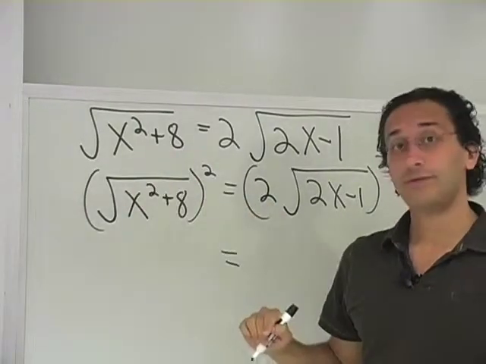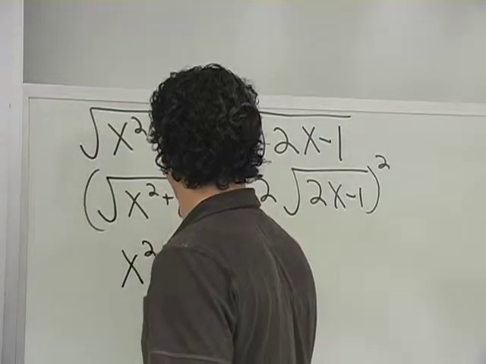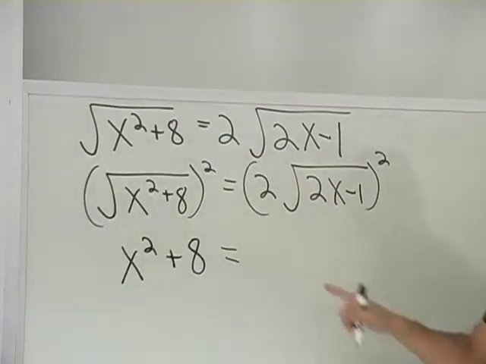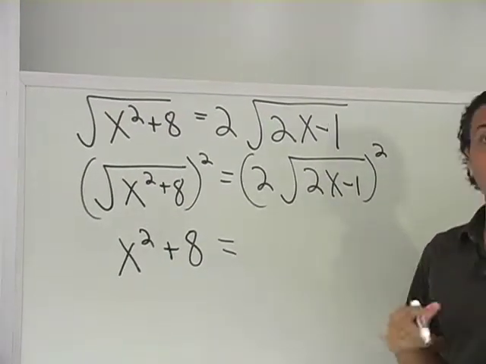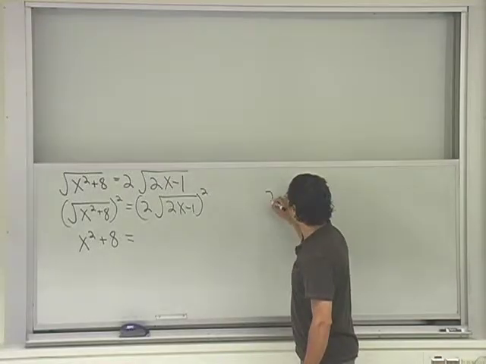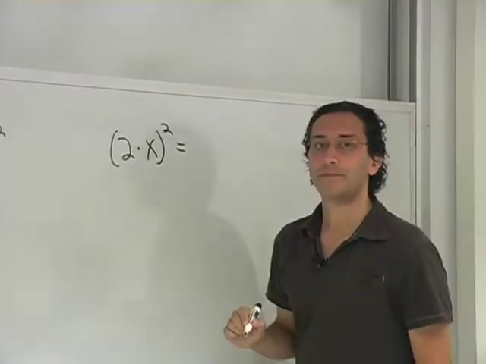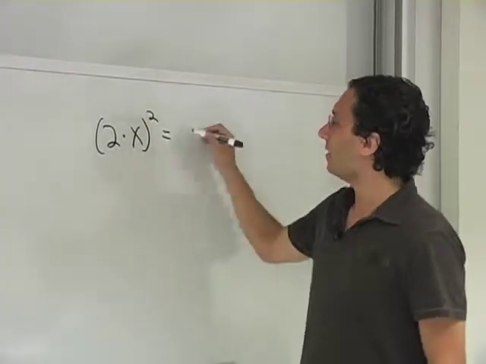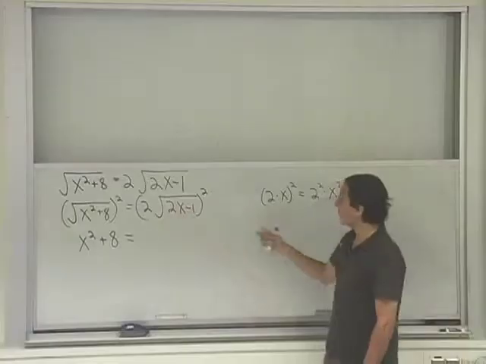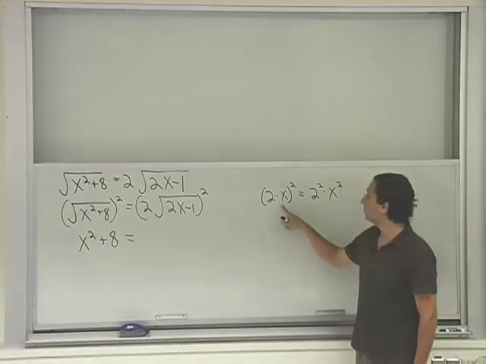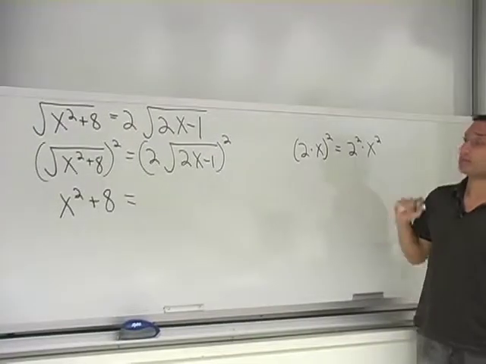Well, squaring the square root is just going to give me back the x squared plus 8. And this is a little bit trickier. So let's take a look at a simplified version to help give us a sense of what to do. Well, if I had 2 times x squared, this would just become 2 squared times x squared. So in other words, when we're multiplying, we're just going to distribute the exponent throughout the expression inside the parentheses.